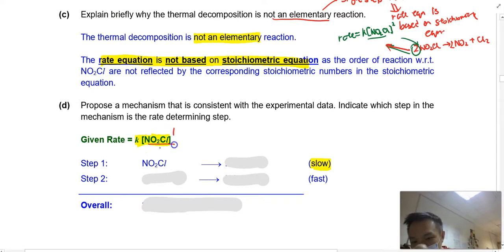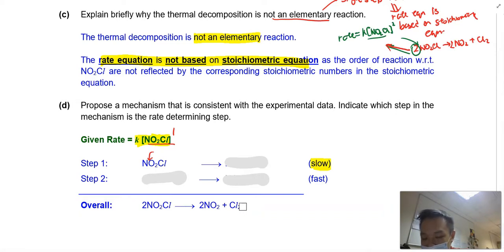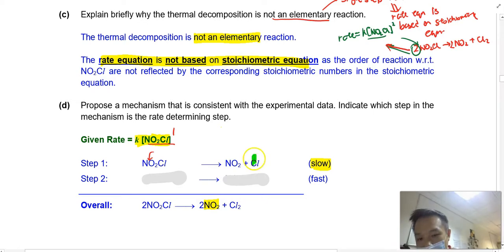So one NO2Cl, we put it as the reactant, and we focus on what's the product. To think about what's the product, we need to look at the overall equation. Alright, the overall equation is given as 2NO2Cl to form 2NO2 and Cl2. We try to propose the products of the slow step to contain something that's related to the product. So in this case, I can propose the formation of NO2. Why NO2? Because NO2 is the product here. To balance the equation, I will therefore need to propose the presence of what we call an intermediate.